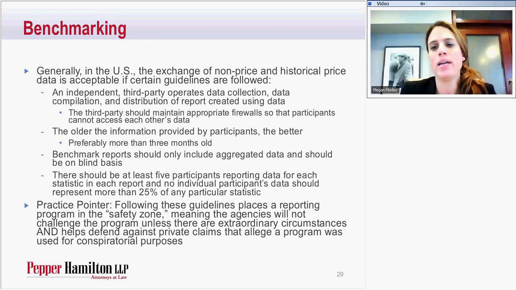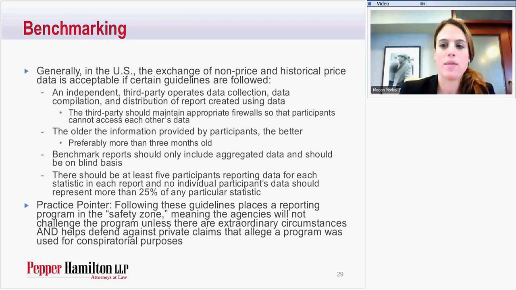As Jan was alluding to in the titanium dioxide case, another important guideline to follow is that the older the information provided by the participants, the better. In fact, it's preferable that the data should be 3 months old or older. As Jan pointed out in the titanium dioxide decision, the data was only a month old, and as you could see from the defendant emails, it seemed even the defendants believed that they could use that data to interpret that it could be a good time for a price increase.